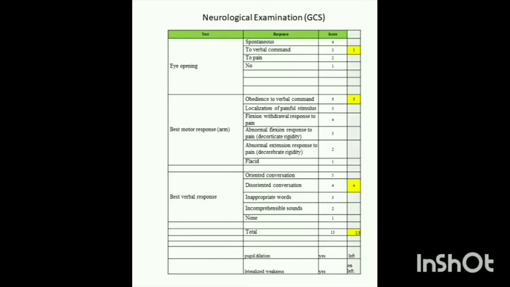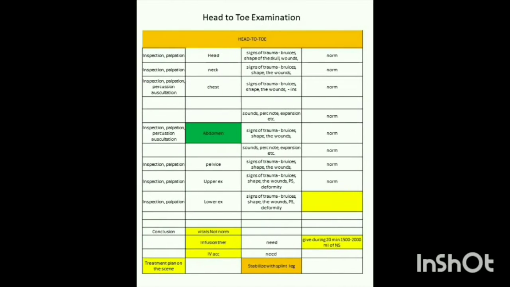Once the paramedics arrive, they will perform the neurological examination, checking the eye opening response, best motor response, and best verbal response, and score the patient according to that. Then they perform the head to toe examination, like inspection and palpation of the head, neck, chest, abdomen, pelvis, upper extremities, lower extremities, and give a conclusion and transport the patient to the hospital.